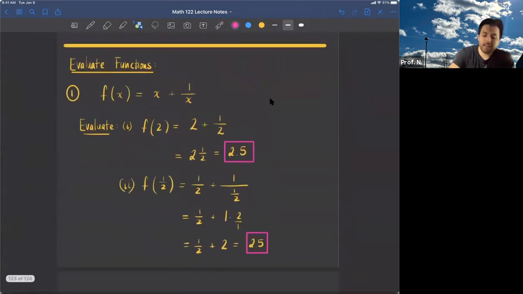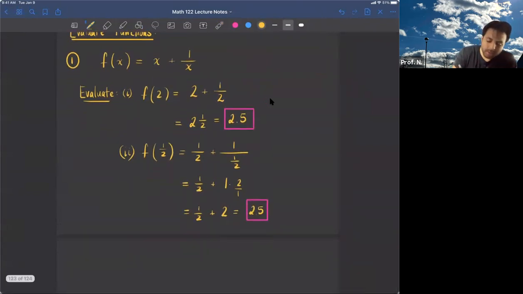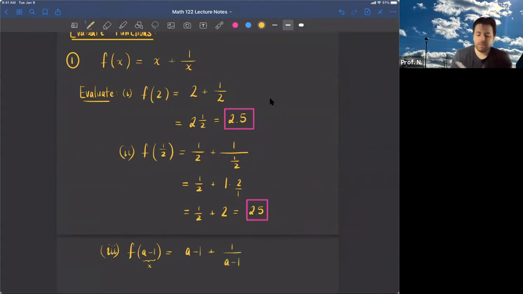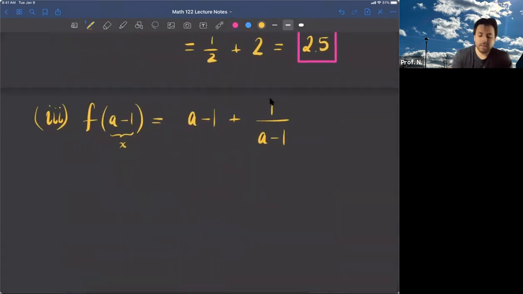Okay, and then lastly, the last one here is an expression. So what is f of a minus 1? Well, wherever I see x, I plug in the expression a minus 1. So what it would look like is a minus 1 plus 1 over a minus 1. And in a way, I can just leave it this way. This is the result.